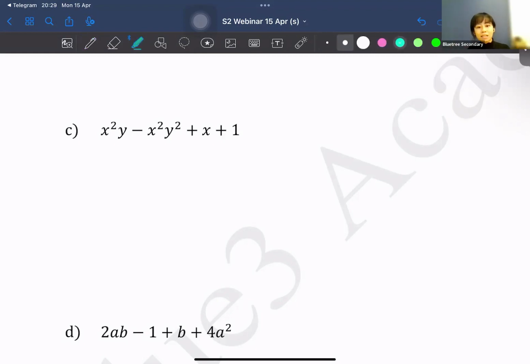So natural instinct is that students will tend to group the first 2 terms together and the third and fourth term together. So let's try to do that, okay? I group my first 2 terms together and I factorize out the highest common factor. That is going to be x squared y. And that will leave me with 1 minus y for my first group in blue. And for my second group, essentially, I cannot factorize out anything. I'm just going to leave it as x plus 1.